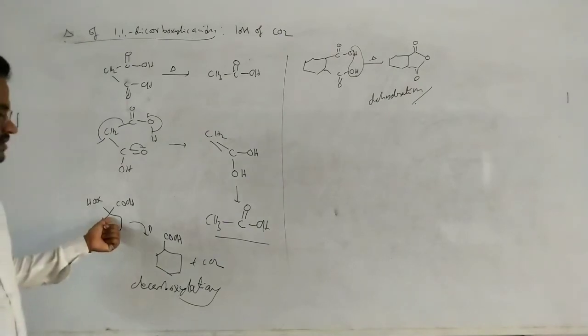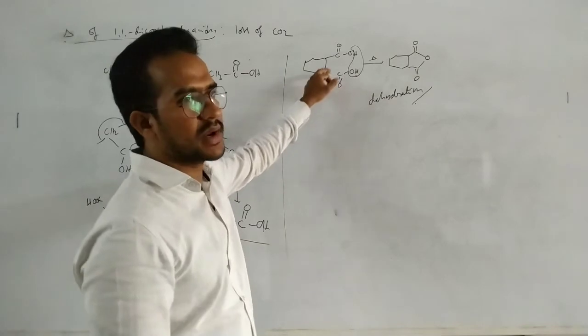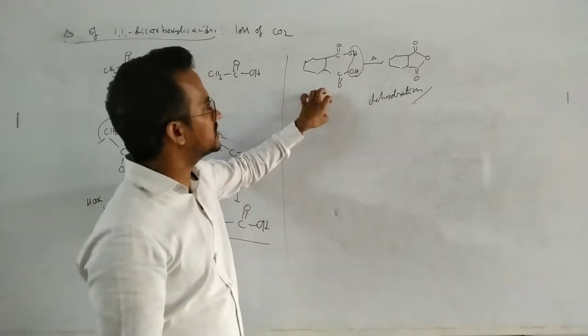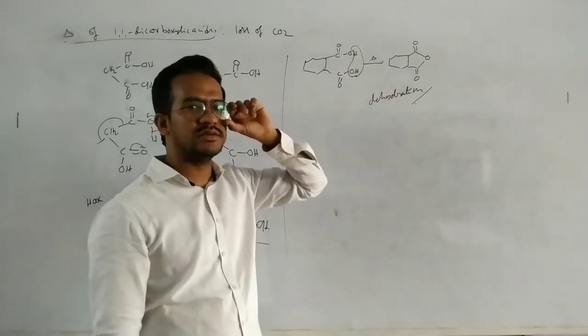Okay, the 1,1 dicarboxylic acid: two COOH groups are present on the same carbon. Now here two COOH groups are adjacent to each other. So by heating of this dicarboxylic acid, dehydration takes place. That means here the cyclic anhydride is the product.